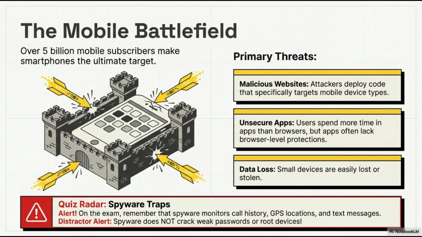So true. But let's look at how attackers actually gather intelligence from these devices. Here is a major quiz radar alert for you. Pay attention to this one. On your exam, you're going to see questions about spyware, and it is crucial to understand the mechanism of how it operates. Spyware monitors and logs call history, GPS locations, text messages, emails, and keystrokes. And here is where test writers love to lay a trap for the short answer section. They'll try to conflate spyware with active exploitation.